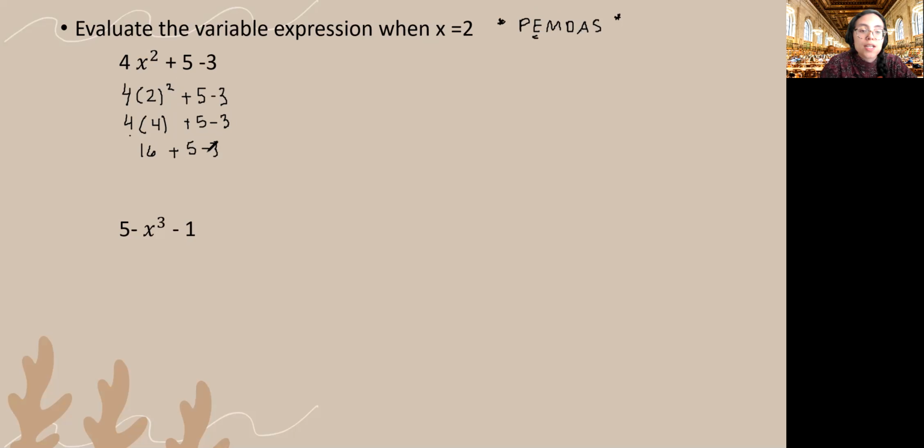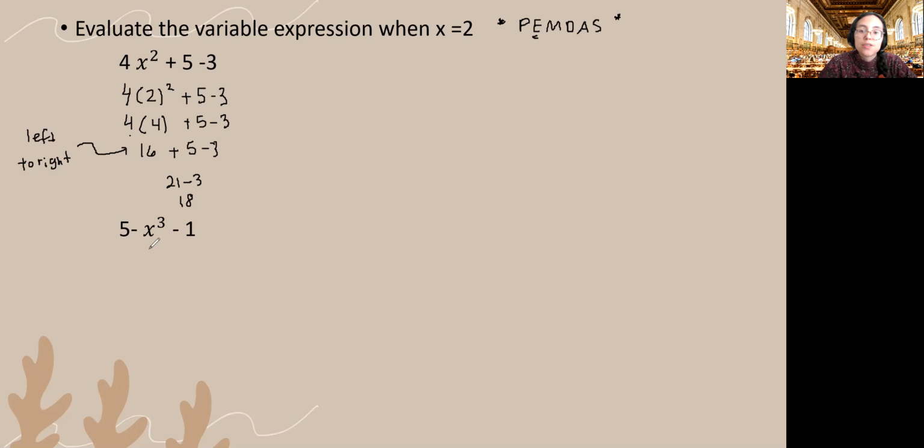Now we have addition and subtraction. Addition and subtraction have the same priority. Okay, so we're going to work from left to right. So what does that mean? It means we're going to work this way. So what we're going to do is, are we going to add or subtract first? We're going to add first. Okay, so 16 plus 5 gives us 21. Minus 3 gives us 18. Okay, good. So here we're going to work from left to right. Okay, perfect.